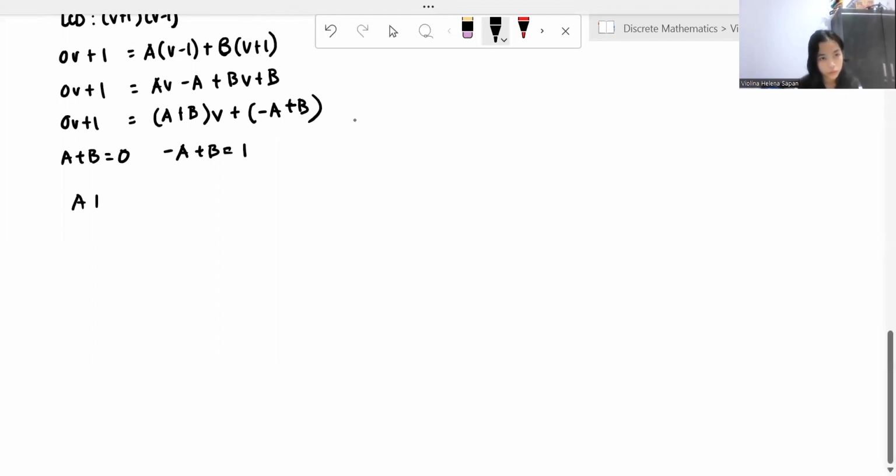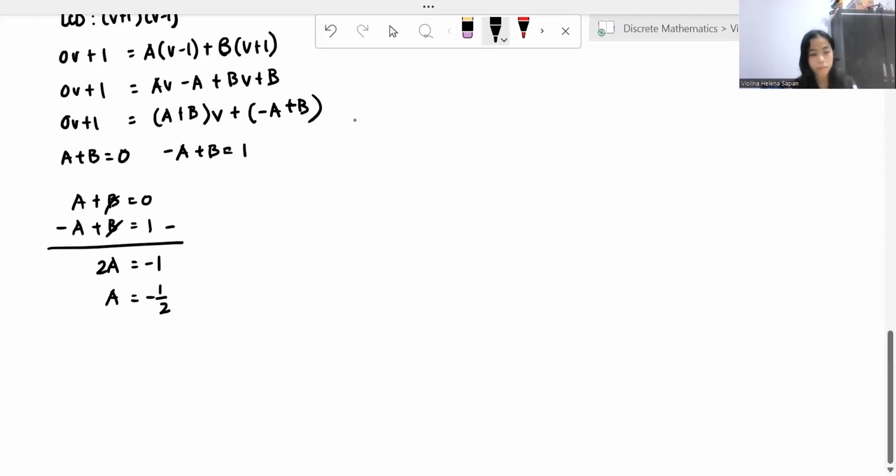So this, we can eliminate the b, right? And so this will result in a equals minus 1.5. So a is equal to minus 1.5. And then in this case, we can substitute the a into this equation. So minus 1.5 plus b equals 0. So from this equation, we can get b equal to 1.5.